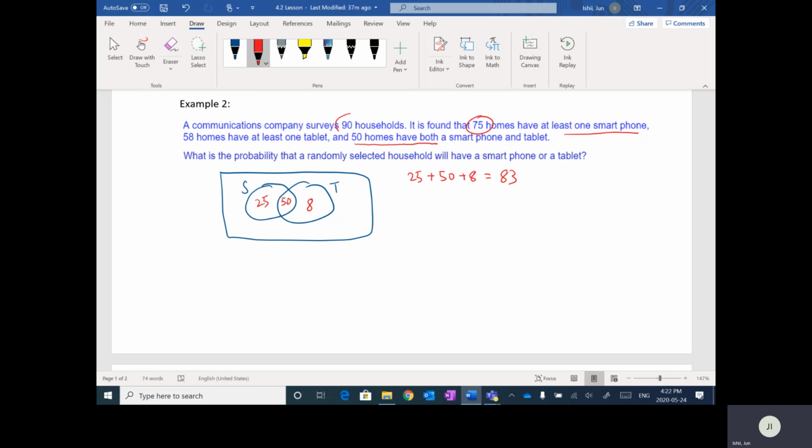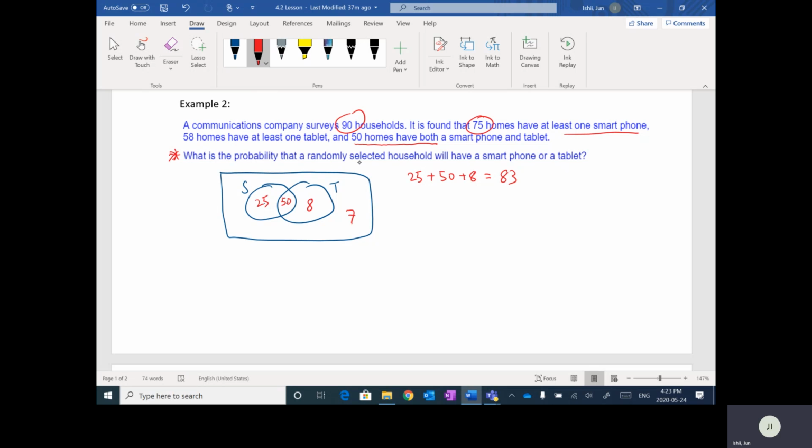Okay, but there were a total of 90 households. So from that we can figure out how many households actually don't have either. If 90 were surveyed, but these three numbers add to 83, that means I'll have 7 households left over that have neither. Okay, so this is your Venn diagram. And from here, we can actually answer this question.